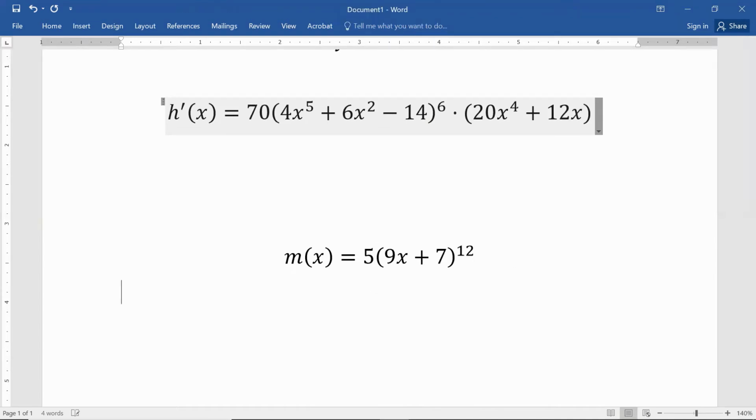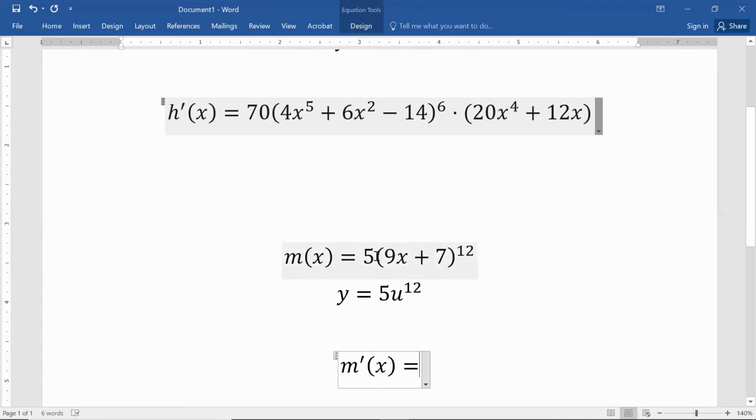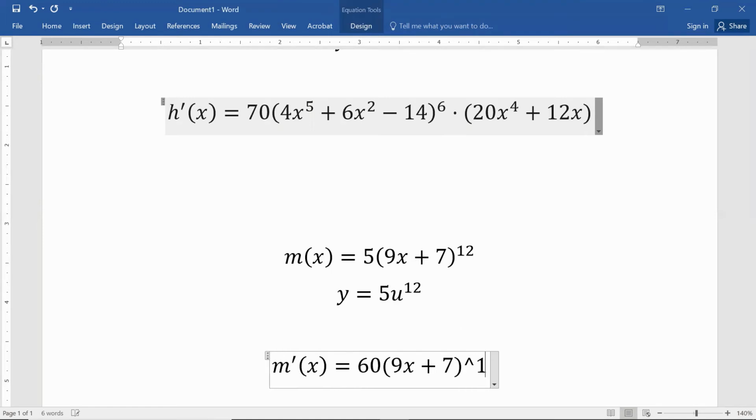M of x, we should look at that and immediately think of 5 times a function to the 12th power. So as we take a derivative, the 12 is going to come out front, multiply times the 5. That will give me a 60. The inside function gets left alone and now is going to be raised to the 11th power. And then I'm going to multiply all of that times the derivative of the inside function.